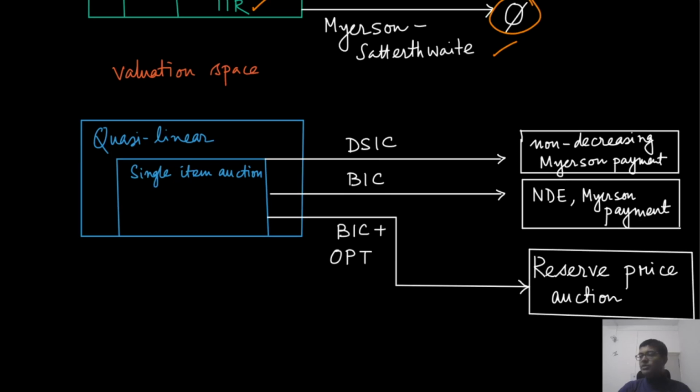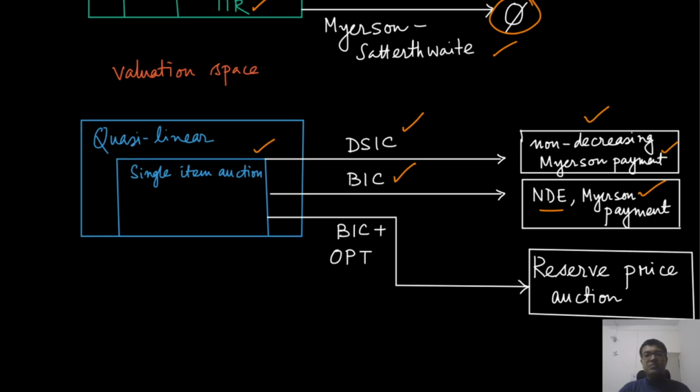But we do have some sort of a positive result when we are talking about the quasi-linear domain for single item allocation. For that special subclass, if we look at the DSIC mechanisms, the result turns out to be that the allocation rule must be non-decreasing, and the payment of that rule should have Myerson's payment form. Now if we relax this idea of DSIC to BIC, then we get a very analogous result, which is non-decreasingness in expectation, and also a modified payment, which we can also call Myerson's payment in the context of BIC mechanisms.